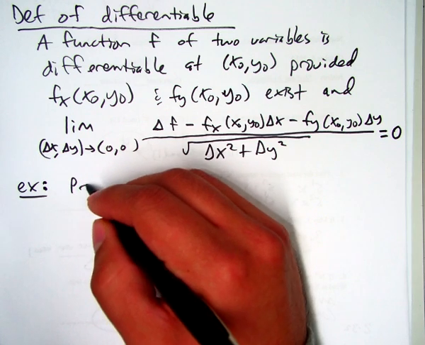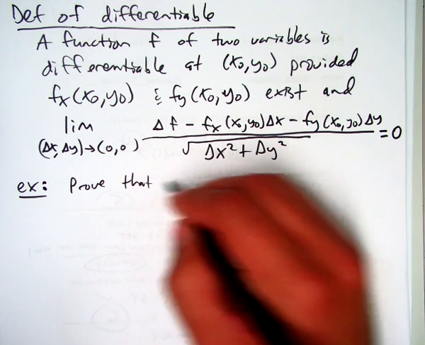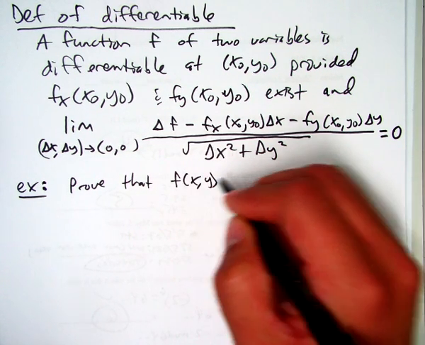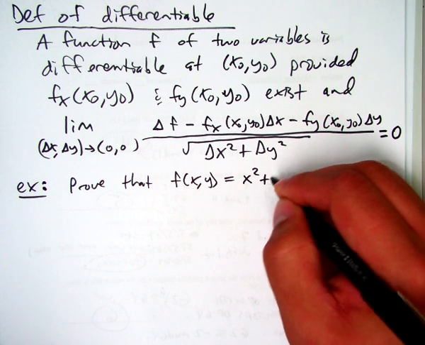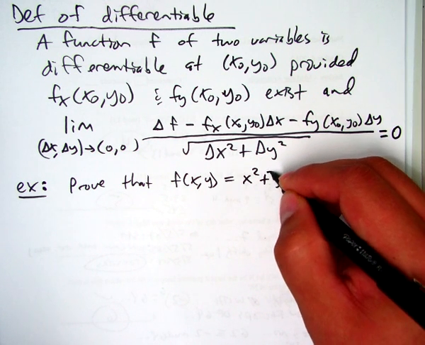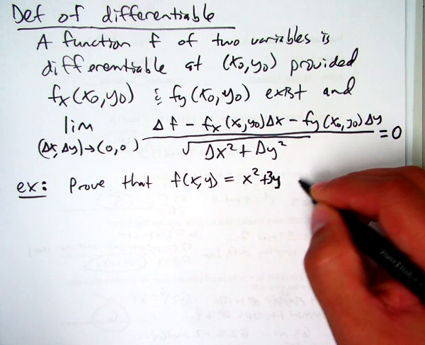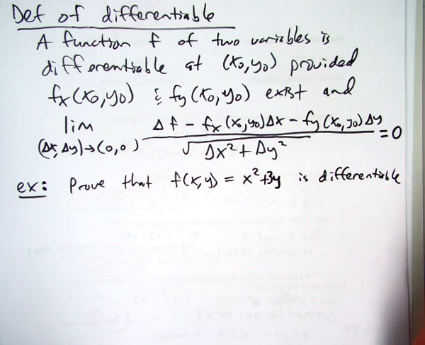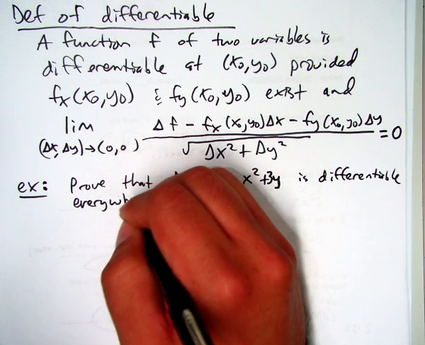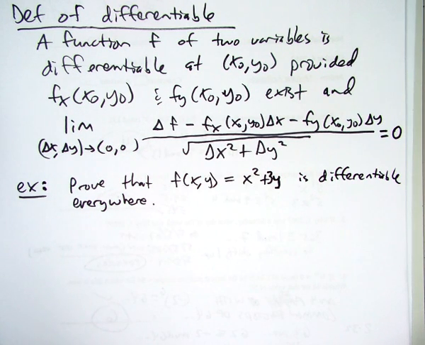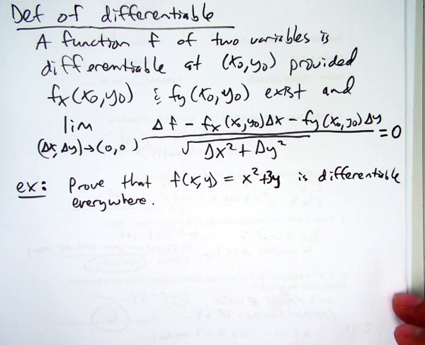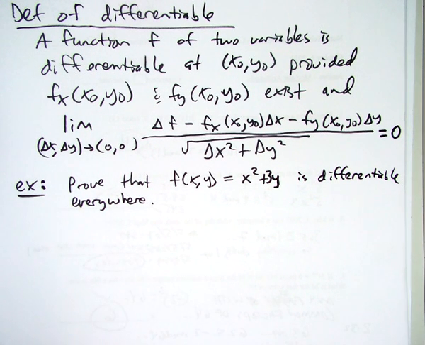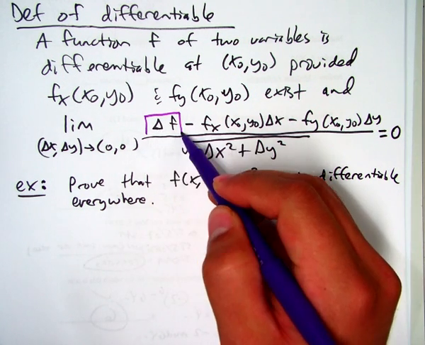So let's say we want to prove that the function f of x, y equal to x squared plus, whoops, it should be 3y, is differentiable everywhere. Okay, so now if we're using the definition, the first thing we're going to do is calculate what this is.